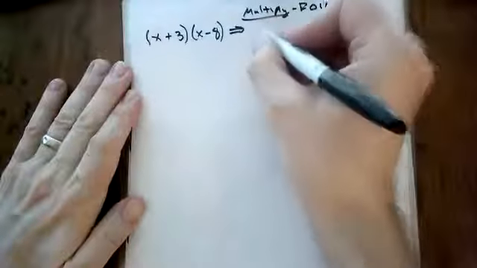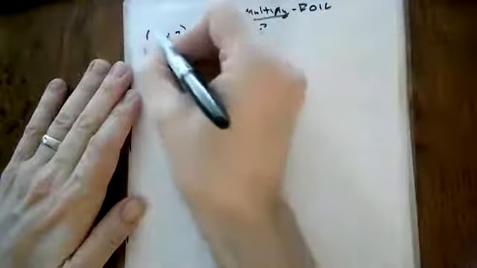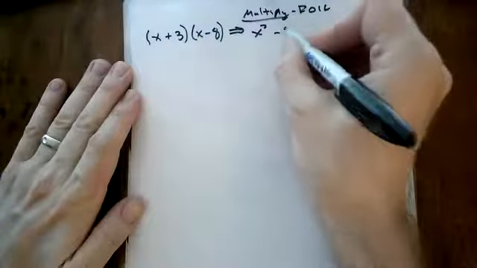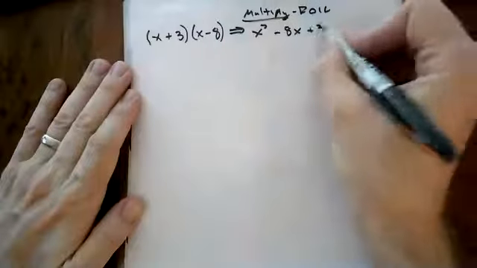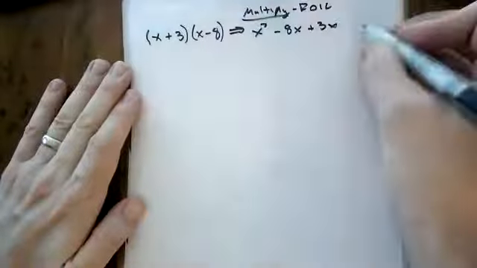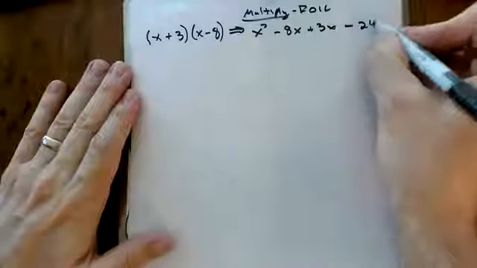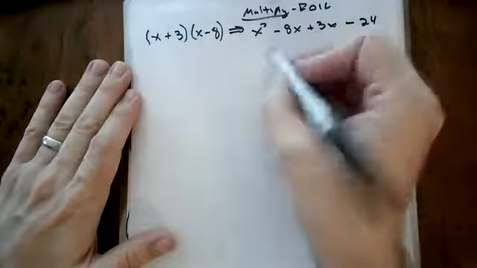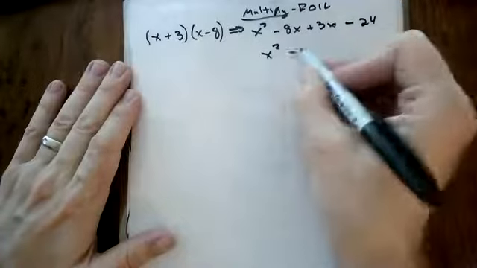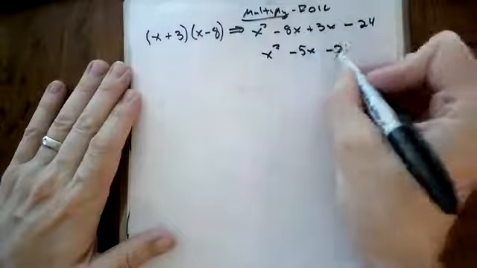So x times x is going to be x squared. X times minus 8 is minus 8x. 3 times x is going to be plus 3x. And then 3 times negative 8 is negative 24. And then we can add together my middle two terms. So I've got x squared minus 5x minus 24.